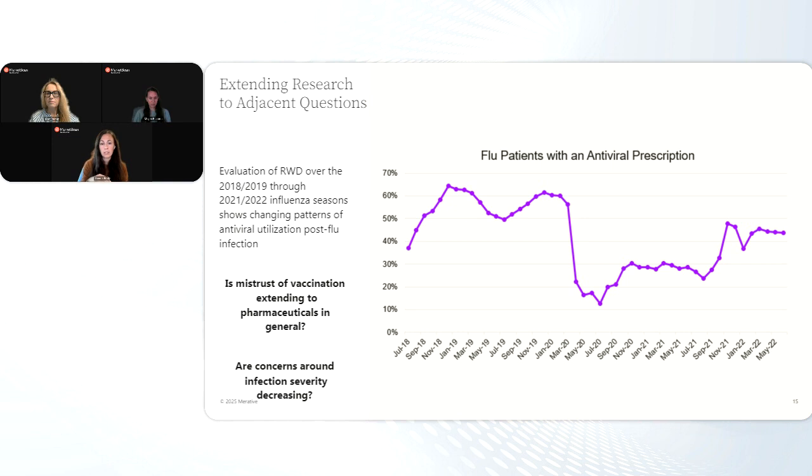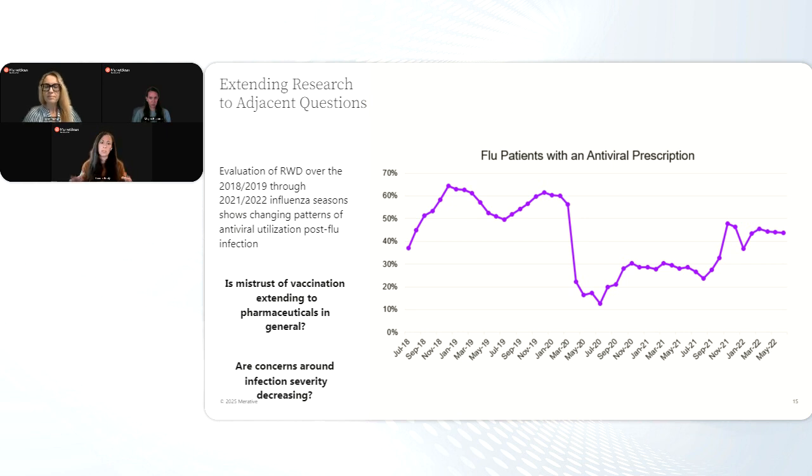But you can see here, extending that research question to something that we may not have thought of, a little bit tangential to vaccination, that we're getting a notable drop in antiviral utilization over time, and that it's started to come back up a little bit since COVID, but we're certainly not at the point that we are pre-COVID.